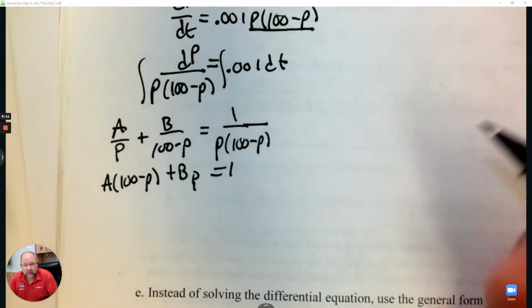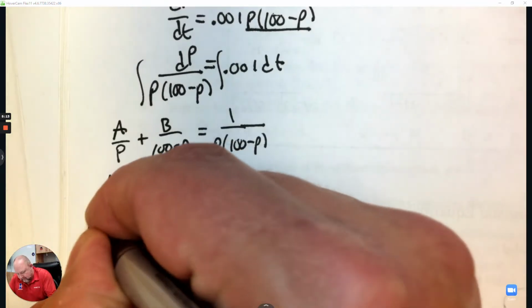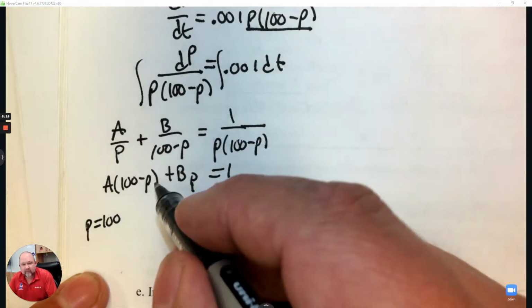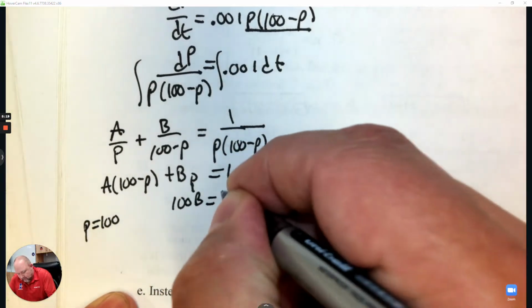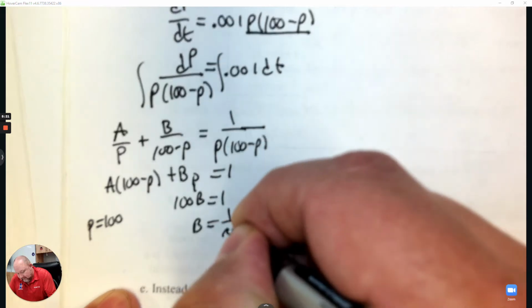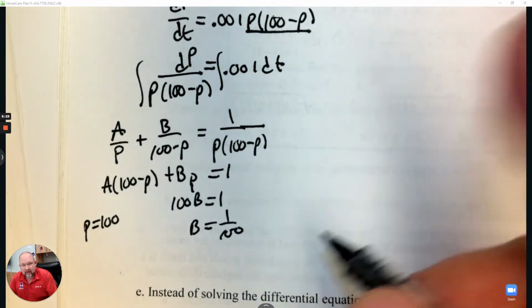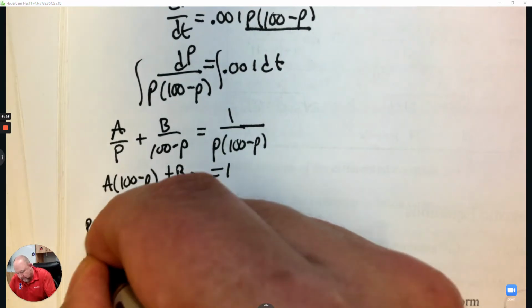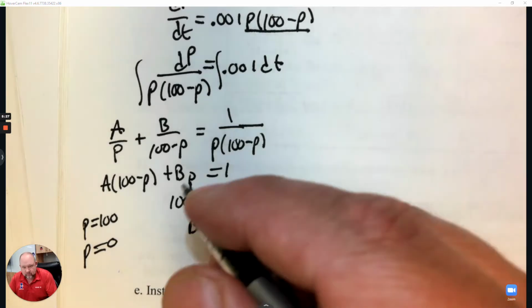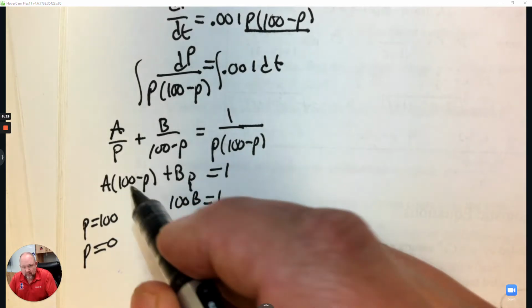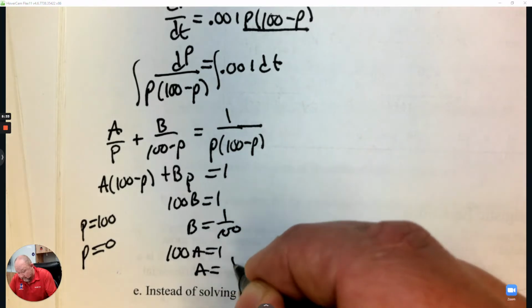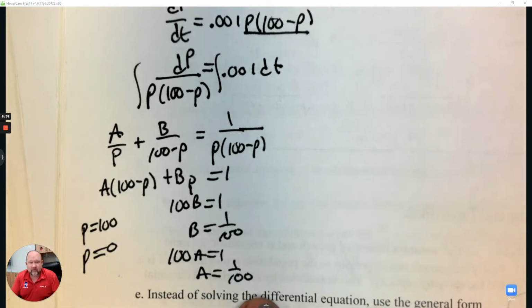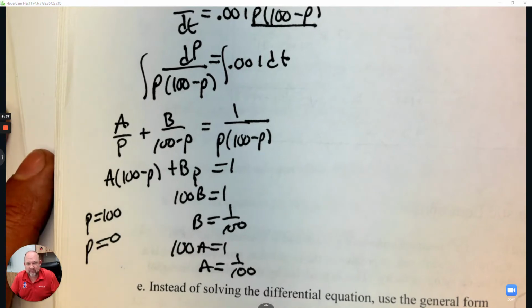So now I use the zeros. When P is 100, that gives me 100B is equal to 1, divide, and that gives me 1 over 100. The other one is 0. So when P is equal to 0, it leaves me with 100A equaling 1. And when I divide, I get 1 over 100. So I got both of those for B and for A.